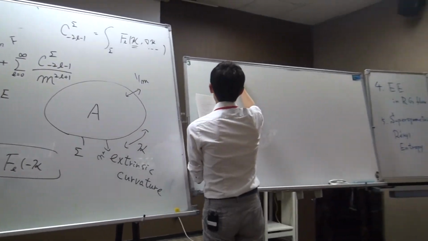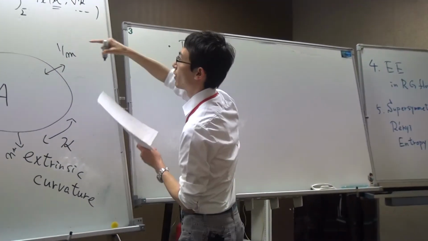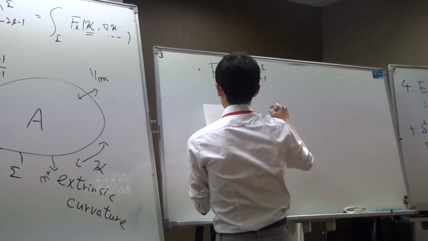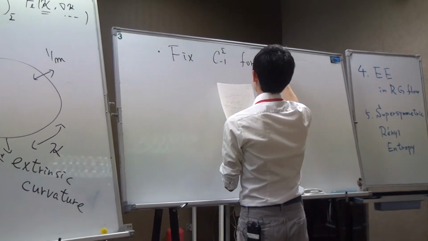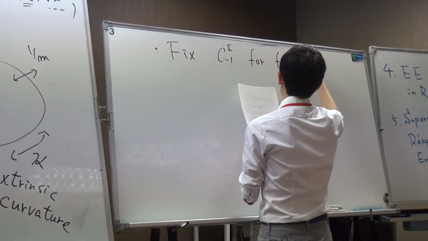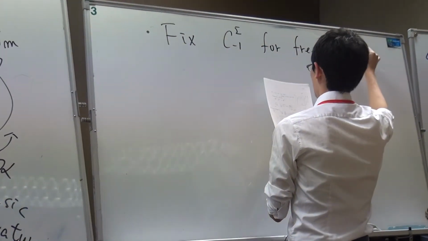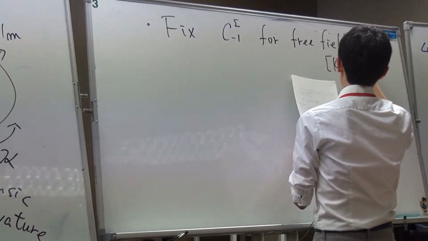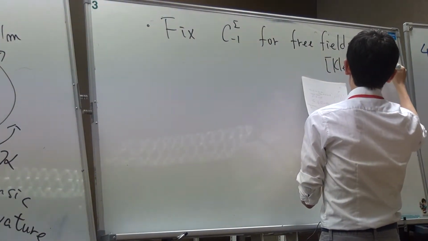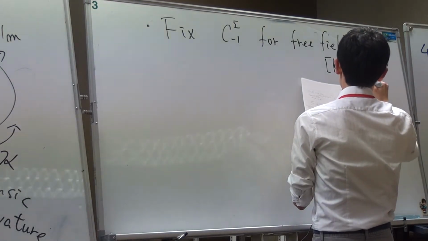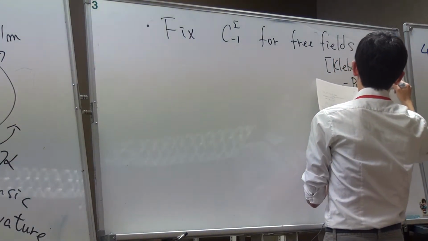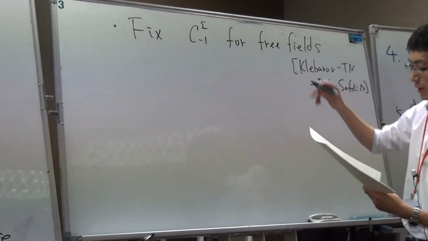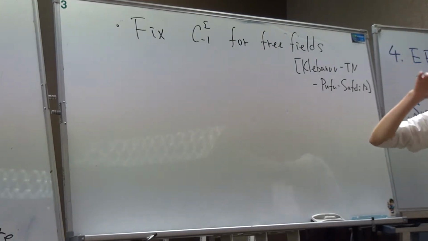So I'm going to fix the first coefficient, C minus 1, in my notation. I'm going to fix C minus 1 for free fields. This is based on my paper with Igor and Sylvie. Anyway, to fix the coefficient, I like to start with a 4-dimensional field theory, not 3-dimensional.